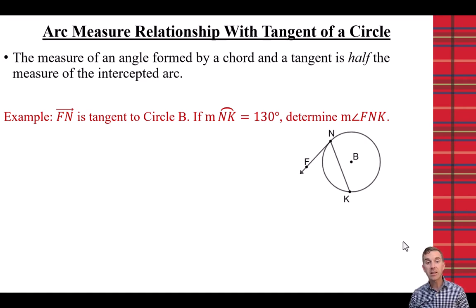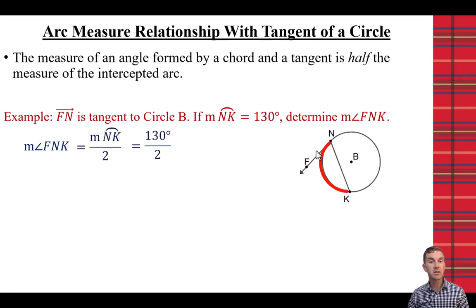Here, ray FN is tangent to circle B, and we have chord NK here as well. And we know that the measure of arc NK is 130 degrees, and we want to know what is the measure of angle FNK. Again, this is that angle that is being formed. That's like the inscribed angle. So we know that it's half of that intercepted arc there, which is arc NK. So if I take a half of 130 degrees, I will get that the measure of angle FNK should be 65 degrees.